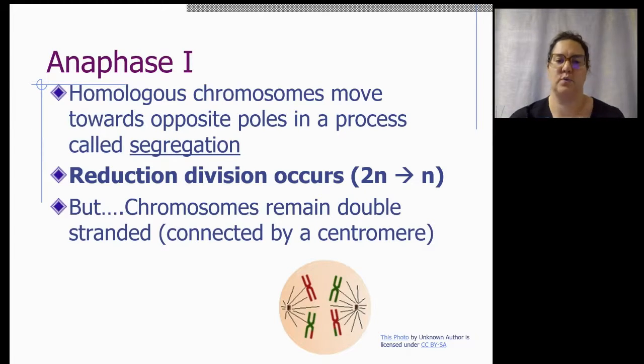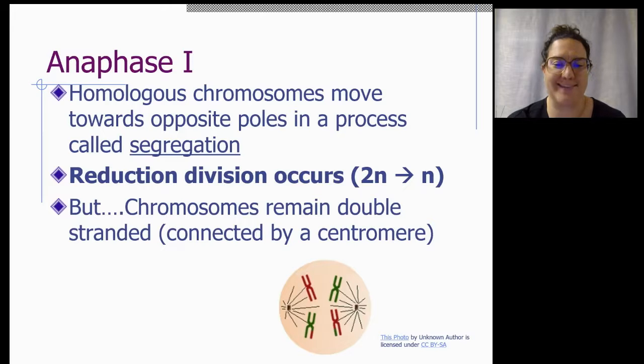In anaphase 1, homologous chromosomes move towards the opposite poles in a process called segregation. Now, this is where our reduction happens. We went from a diploid cell to a haploid cell. So we have 2 copies of each individual chromosome, and they're separated into 2 copies of each.